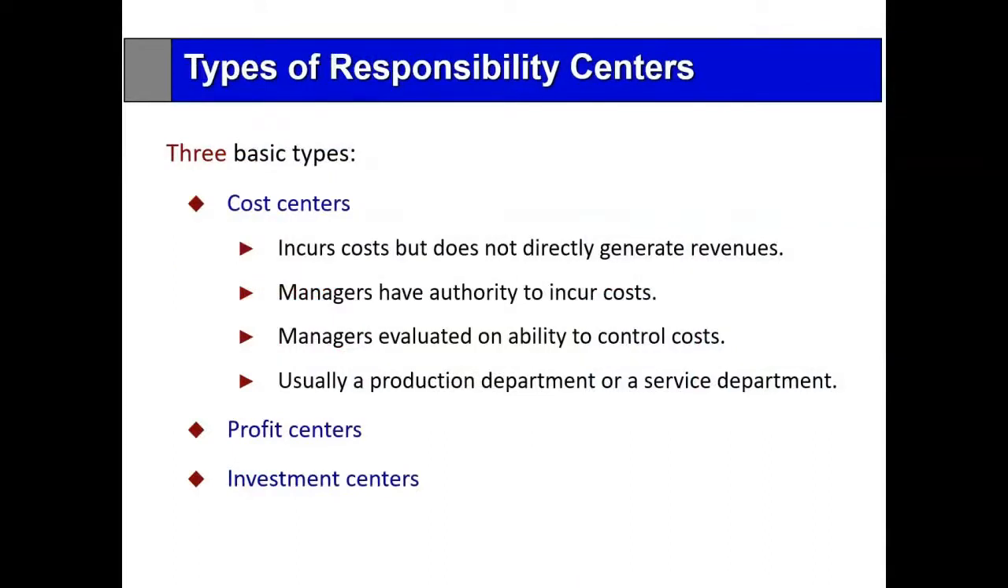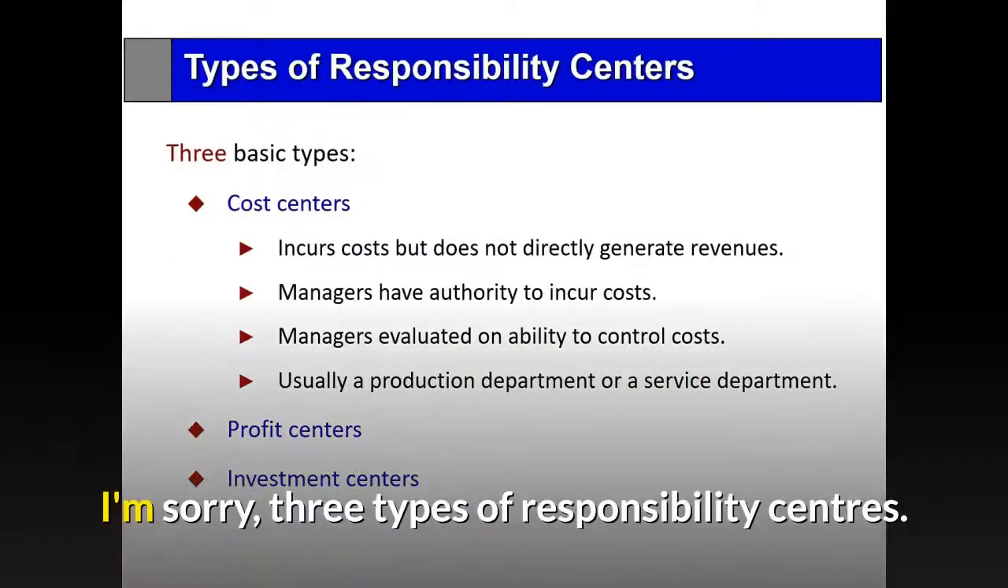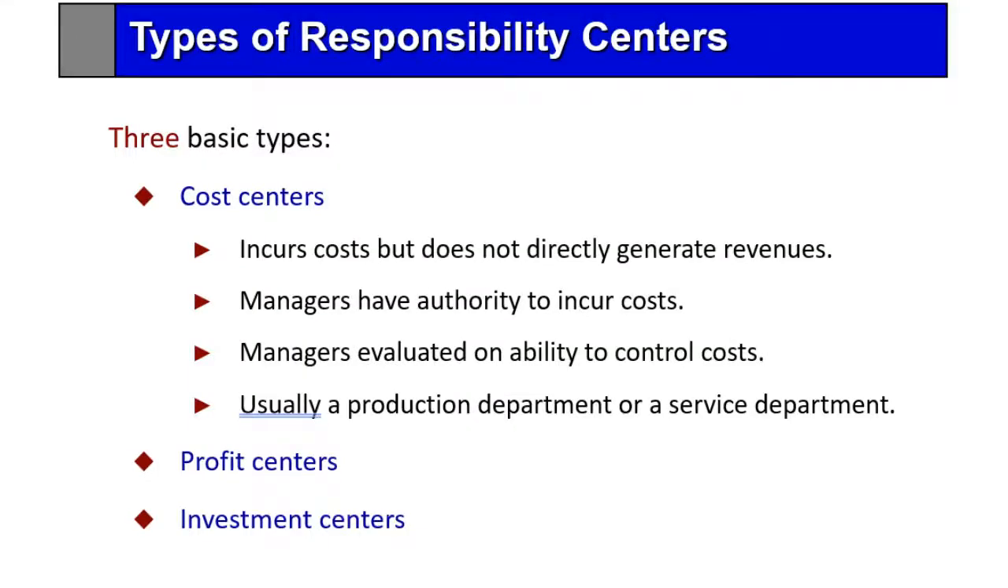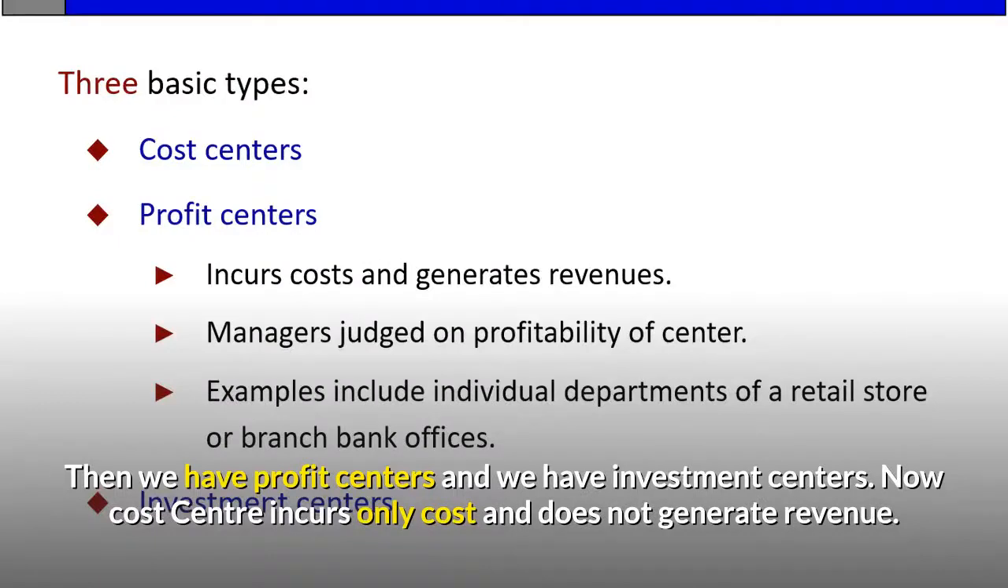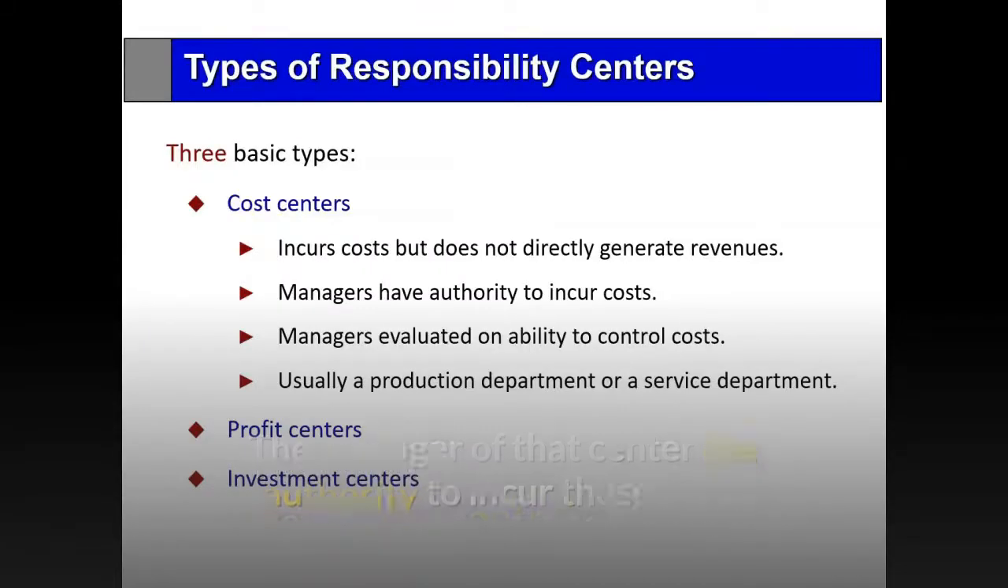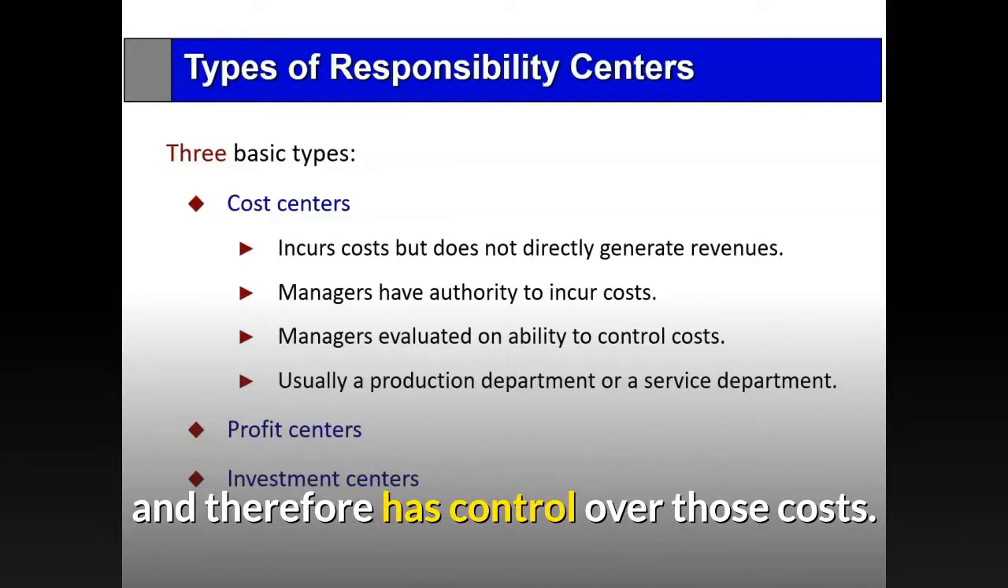Now, there are three types of responsibility centers. The biggest part at the lowest level are called cost centers. Then we have profit centers and we have investment centers. Now, a cost center incurs only cost and does not generate revenue. The manager of that center has authority to incur those costs and therefore has control over those costs.